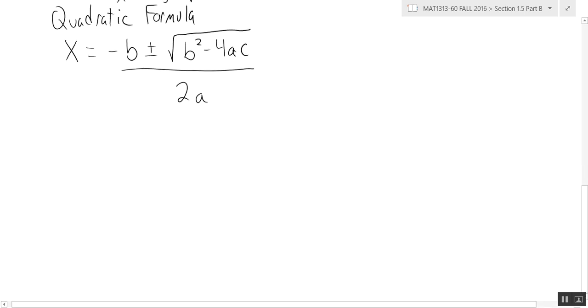Alright, so where do all these a's, b's, and c's come from? Because I haven't written down a, b, or c in anything yet. Well, they come from the general form of a quadratic equation. So you remember, the general form of a quadratic equation is ax squared plus bx plus c equals 0. So that's where your a, b, and c come from.